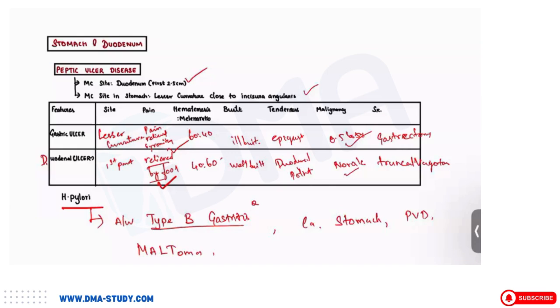Okay. So which type of peptic ulcer is relieved by vomiting? Gastric. Relieved by food? Duodenal. Which type of gastritis is associated with H. pylori infection? Type B. Which one is autoimmune associated gastritis? Type A. What are the associations of H. pylori? Peptic ulcer disease, MALToma, stomach cancer, and type B gastritis.